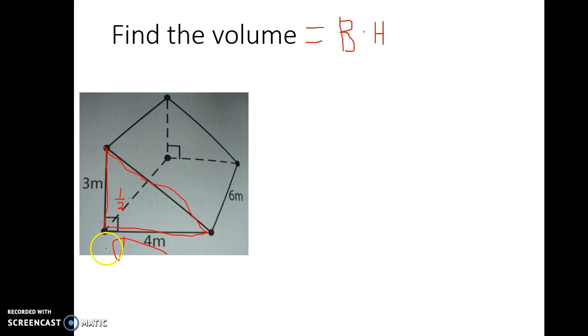In this case, since it's a right triangle, the 3 and the 4, it doesn't really matter which of those we call the base and which the height, but we're just going to multiply those together and divide by 2. So in this case, 1/2 of the base times the height, the area of this triangle would be 6, and that would be 6 square meters.